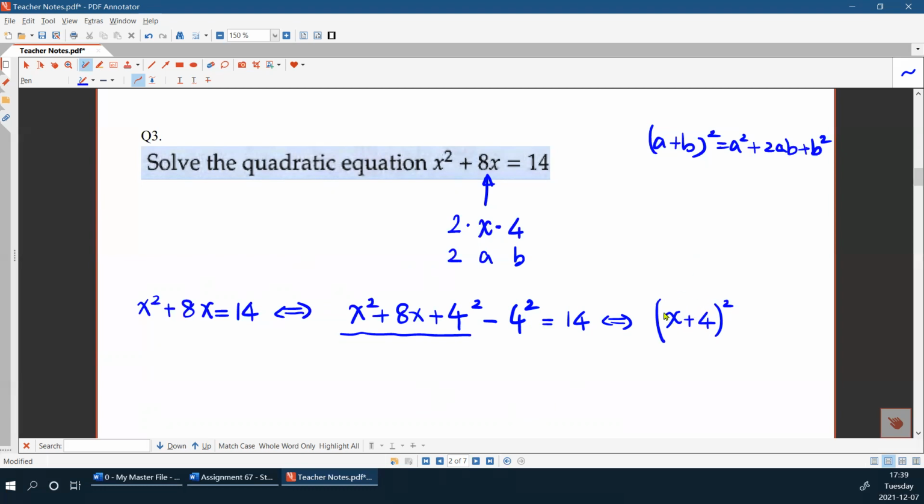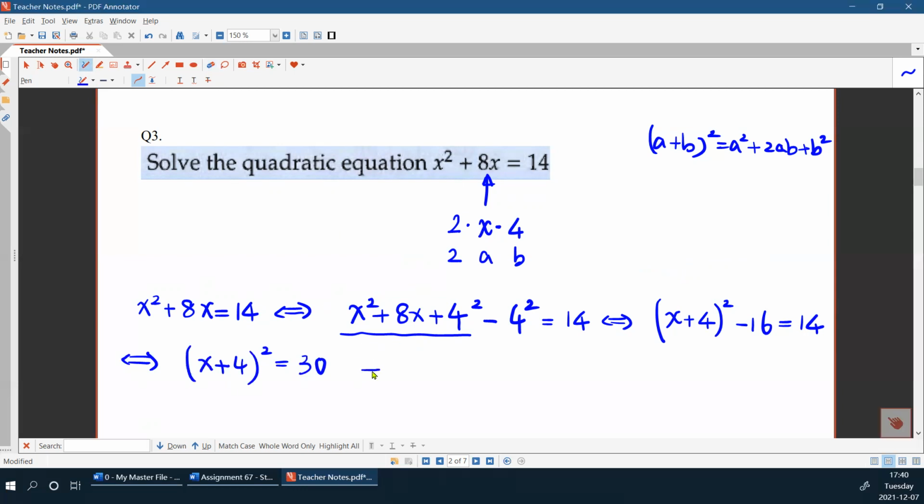Remember that you can always verify this. If you expand it, this is x squared plus 2ab, which is 8x, plus 16, which is the first part of the equation, right? And then minus 16 equals 14. Then we can put the minus 16 on the other side. So this is (x + 4) squared equals 30, right?